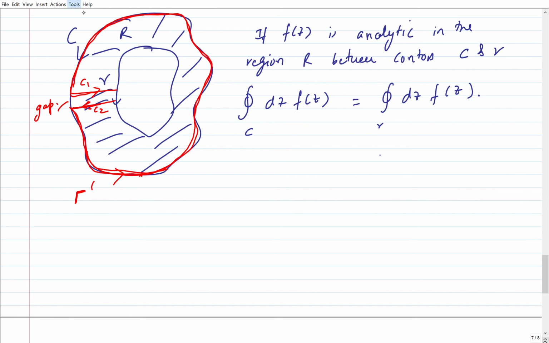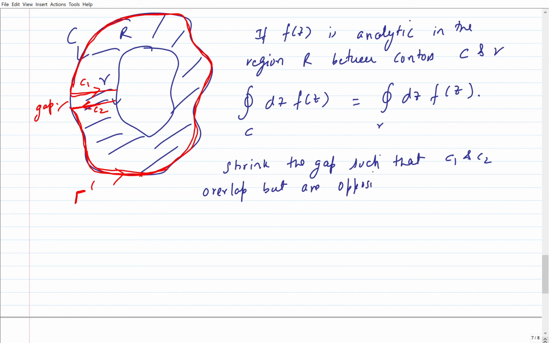So the deal is that we shrink the gap such that C1 and C2 overlap but are opposite. So gamma equals C plus C1 plus C2 minus gamma. So that's essentially what my contour is.